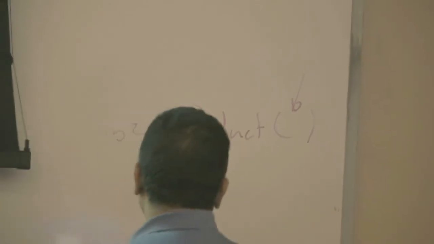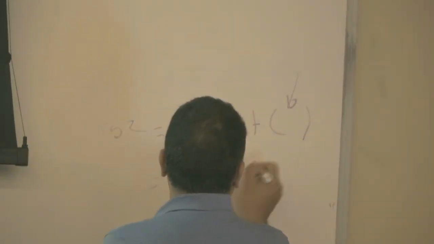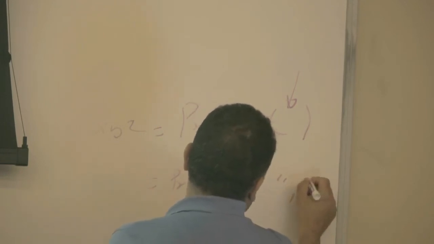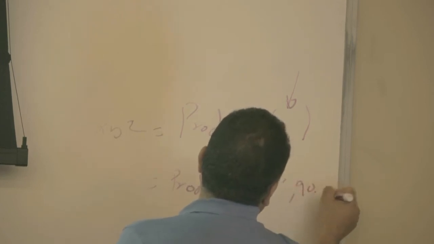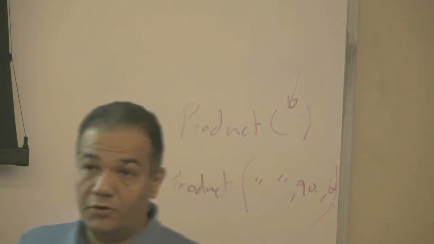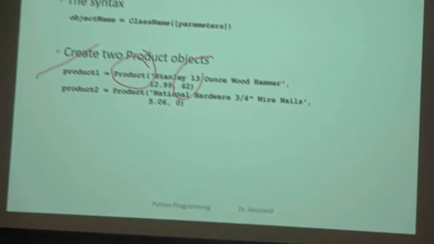If I need to give it a value, all I have to say, for example, product, whatever, 90, for example, and then the percentage 60, all right? So when you create an object, you could create an empty one that takes the default values, or you could assign values.